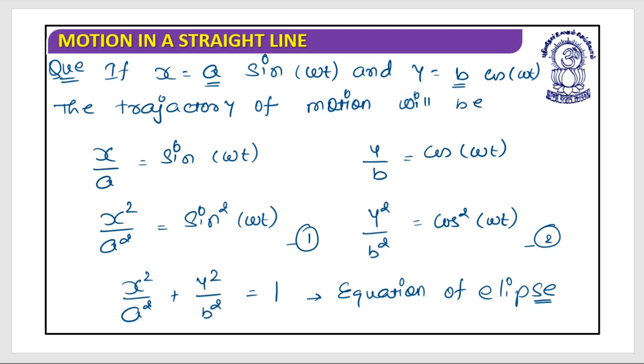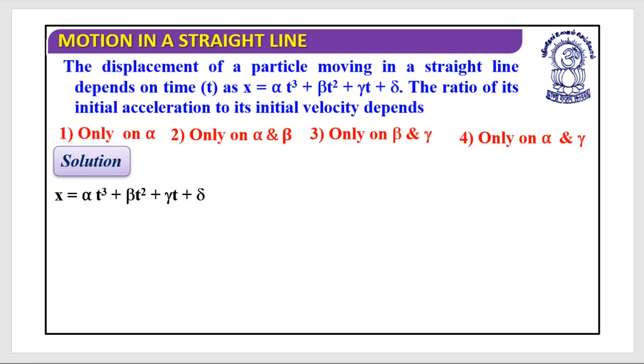You are going to learn about the circle and ellipse in more detail in the unit on gravitation. But here you must remember that x square by a square plus y square by b square should be equal to 1. I hope these things are clear to you. Yes? So can you do this kind of question? Are you sure? Let's move to the next question.